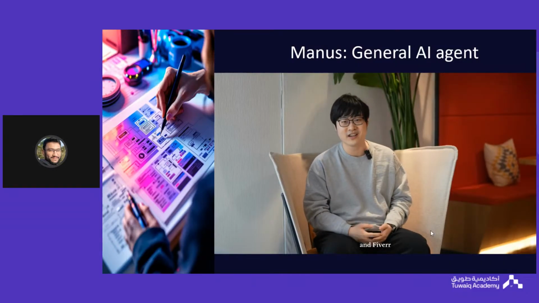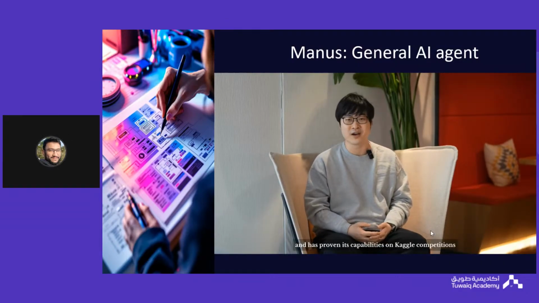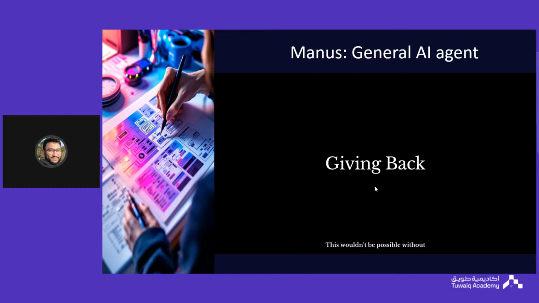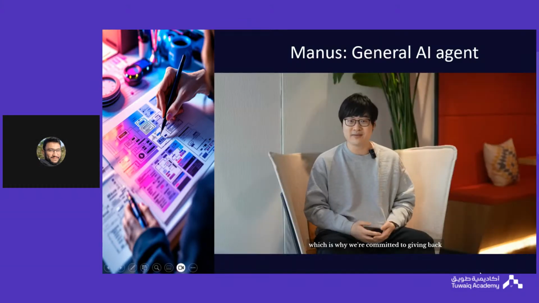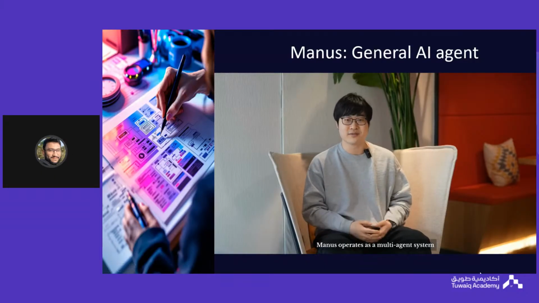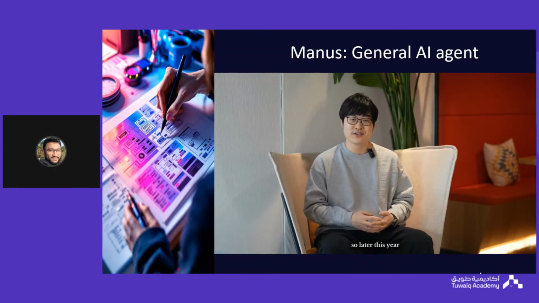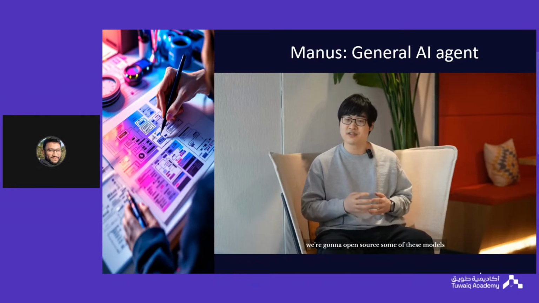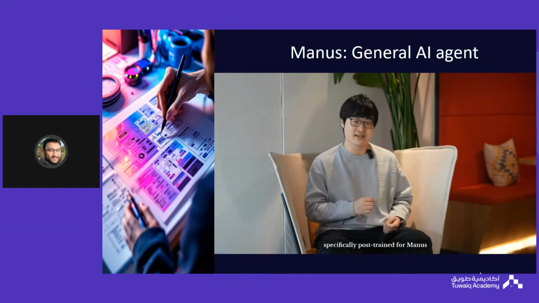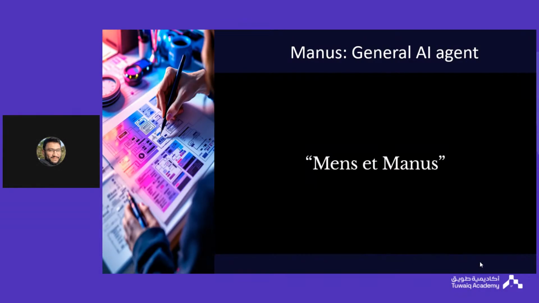So later this year, we're going to open source some of these models, specifically post-trained for Manus, inviting everyone to explore this agentic future together. The name Manus comes from the famous motto, Mens et Manus, mind and hand. It embodies the belief that knowledge must be applied to make a meaningful impact on the world. And this is precisely the promise of Manus AI, to extend your capabilities, amplify your impact, and be the hand that brings your mind's vision into reality. We can't wait to see what you will achieve with Manus.